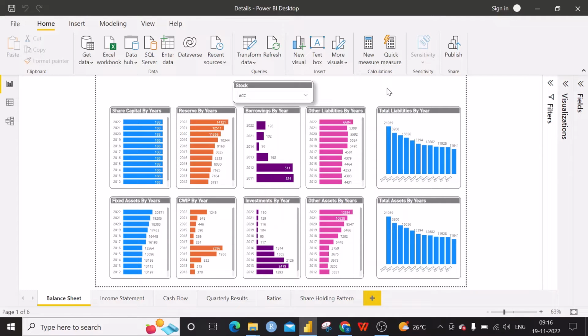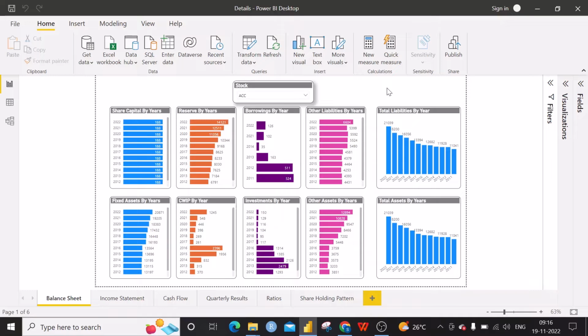So it shows that ACC also invests a huge amount, that is 1245 crores in CWIP. So they are constructing some kind of buildings, doing some foundation for their future.